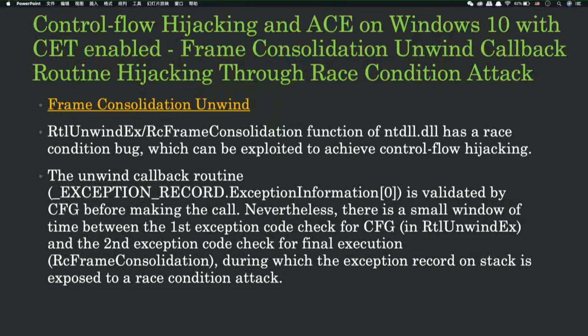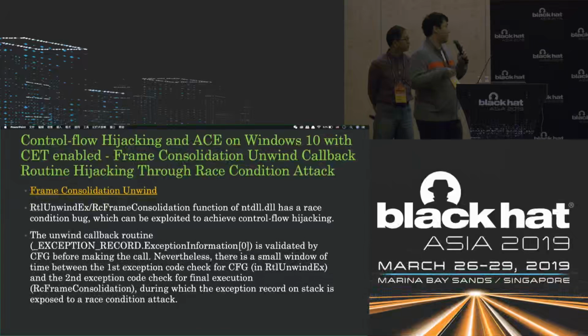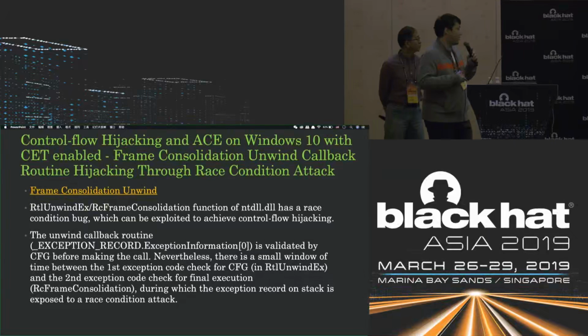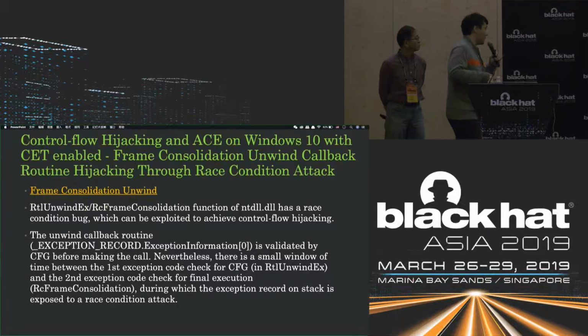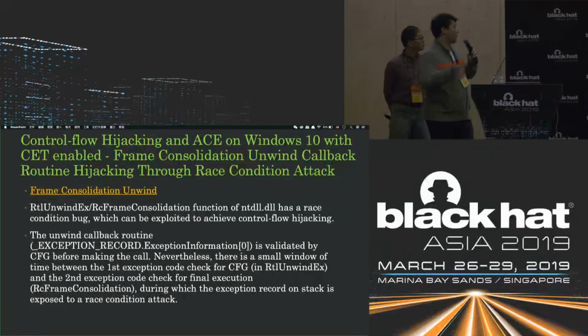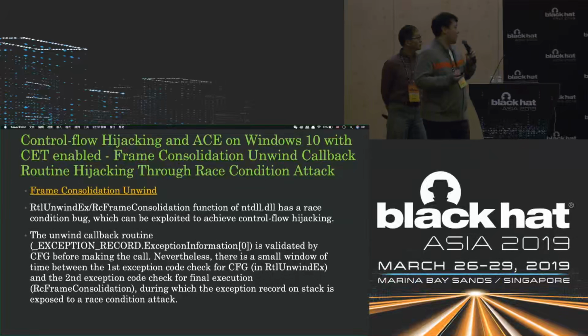Nevertheless, there is also a small window of time between the first exception code check in the CFG, which you can see in RtlUnwindEx later, and the second exception code check for the final execution. The execution is in the function RtlFrameConsolidation. During this time, we can find the exception record is on the stack. Thus, we can use a race condition attack to change this value.